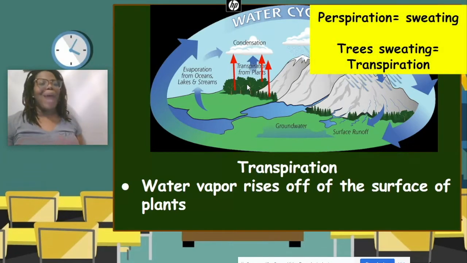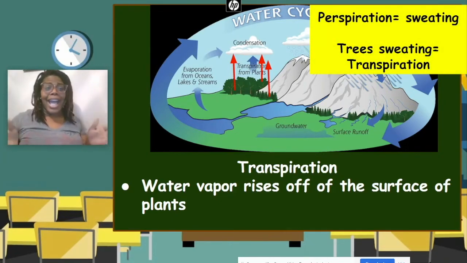All right, so how do I remember this? Okay, as a human, when we work really hard, we perspire. We are sweating when we're perspiring. So when the trees sweat or when water comes off of the trees as a vapor, we call that transpiration. So people perspire and trees transpire. So this is what's happening here with our transpiration. And once again, the water is going to become a gas and it's going to rise into the atmosphere.